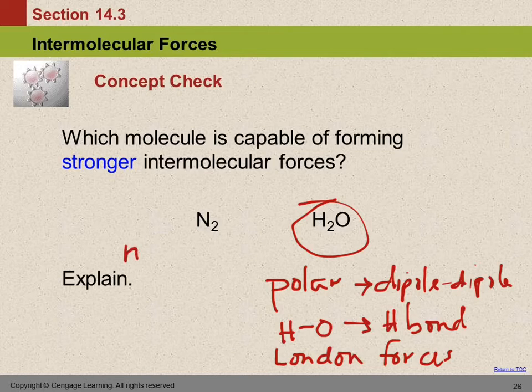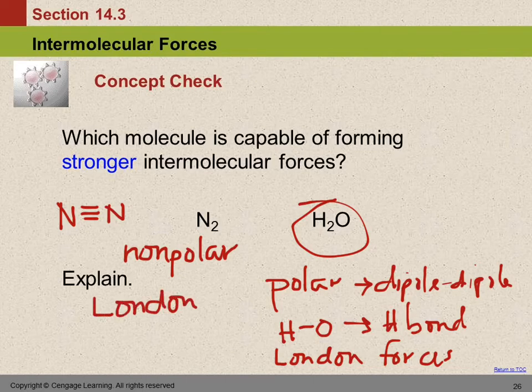N2 is nonpolar. It's nitrogen bonded to nitrogen. They have equal attraction for the electrons in that bond. It's a nonpolar molecule, so a nonpolar molecule only has those London dispersion forces. The London forces are the weakest forces. Dipole-dipole forces are the next stronger, and the hydrogen bonding is the strongest. And so water has stronger intermolecular forces compared to nitrogen.